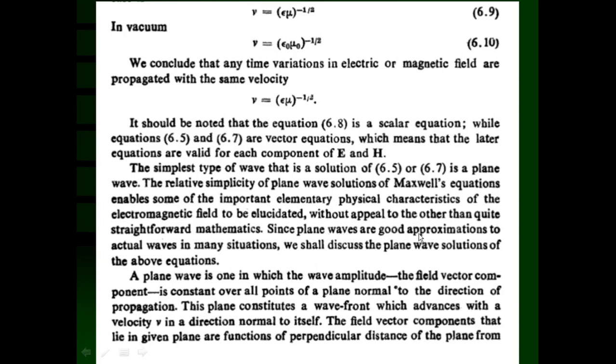Since plane waves are a good approximation to actual waves in many situations, we shall discuss the plane wave solutions of the above equations. A plane wave is one in which the wave amplitude, the field vector components, is constant over all points of the plane normal to the direction of propagation. This plane constitutes a wavefront which advances with the velocity v in the direction normal to itself. The field vector components that lie in a given plane are functions of the perpendicular distance of the plane from the source and of the time.